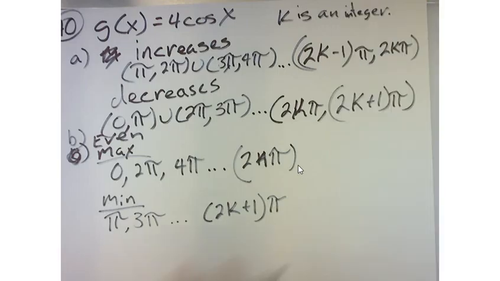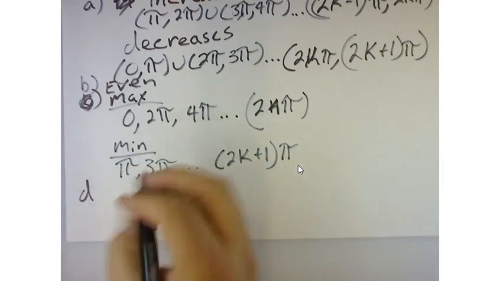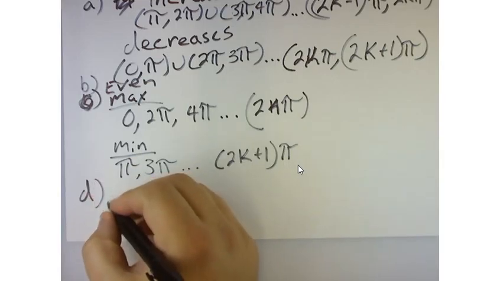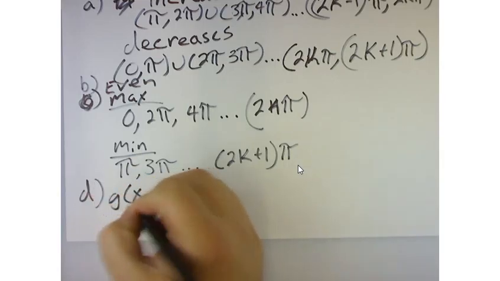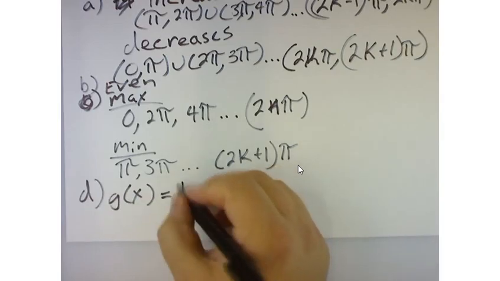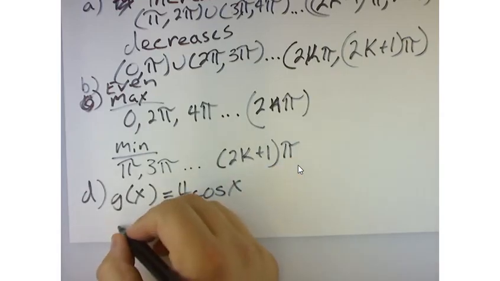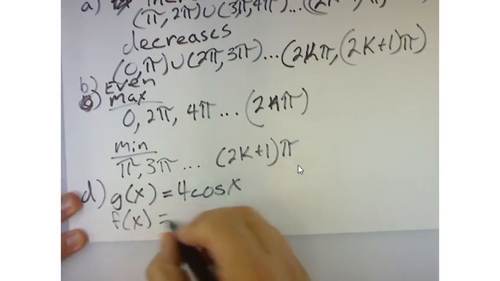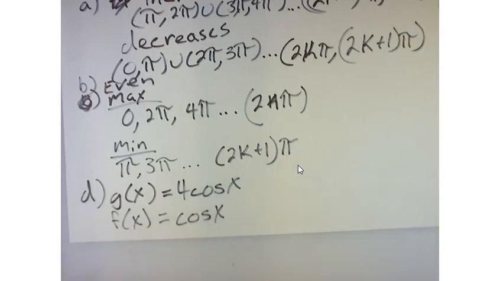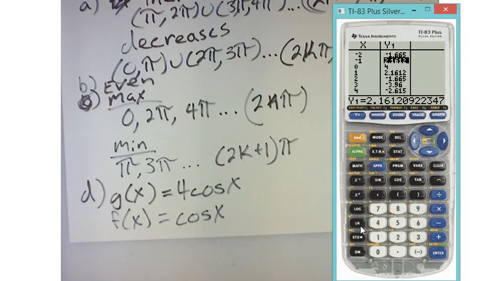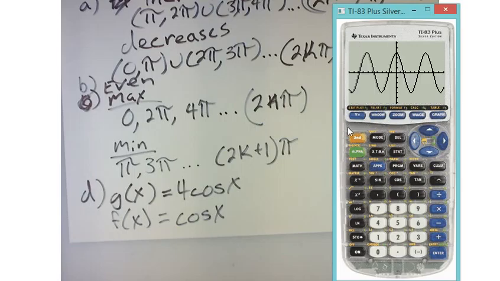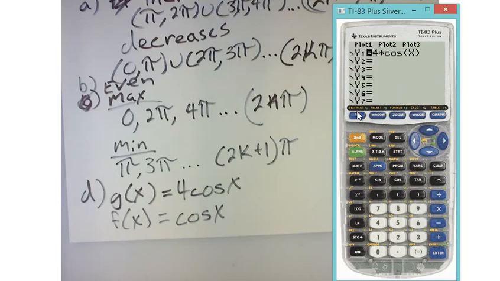And then part D says, compare this to one of the 12 basic functions. So I'm going to compare g of x, which is 4 cosine of x, to f of x, which is just cosine of x. So I'm going to do that graphically. So this is my original function graphed, and now I'm going to compare it to one of the 12 basic functions, which is just plain old cosine of x.